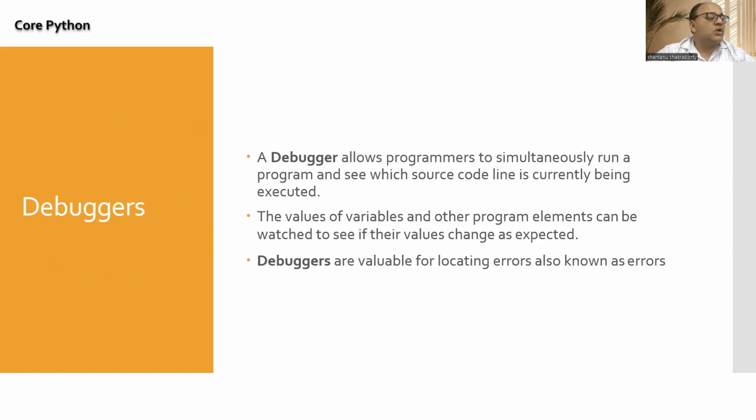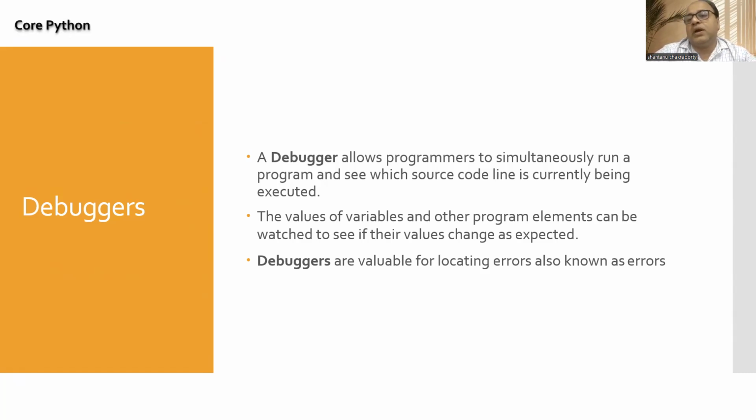Then we come into what is a debugger. A debugger allows the programmer to run a program and see which source code line is currently being executed. So that is the role of a debugger. The values of the variables and other program elements can be inspected in debuggers. And debuggers are very important for locating errors that are known in any programming language.